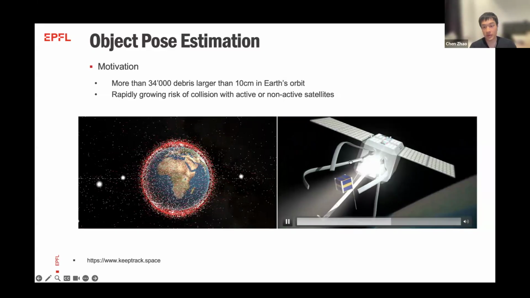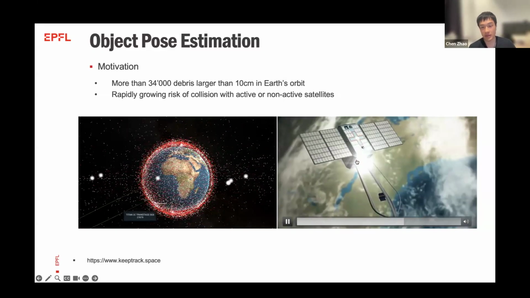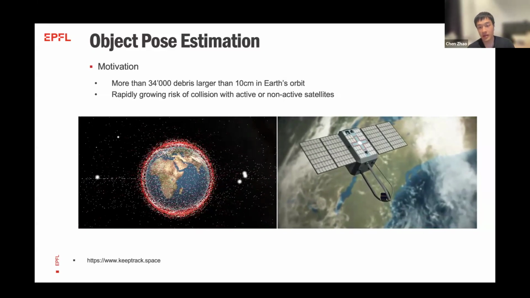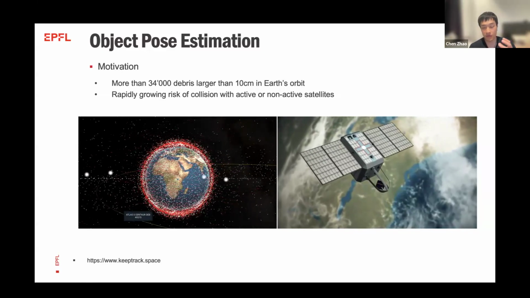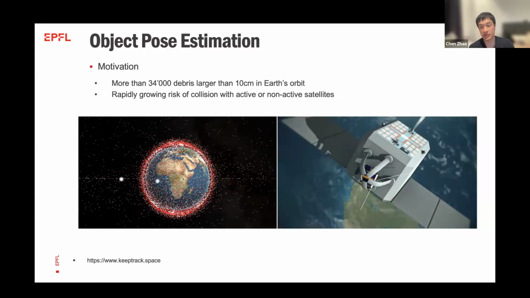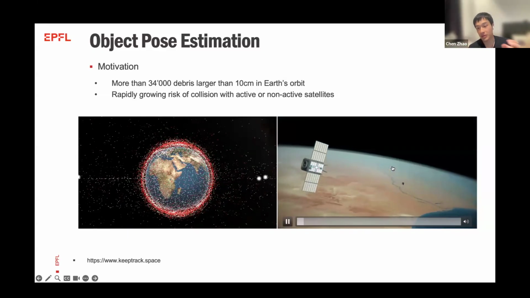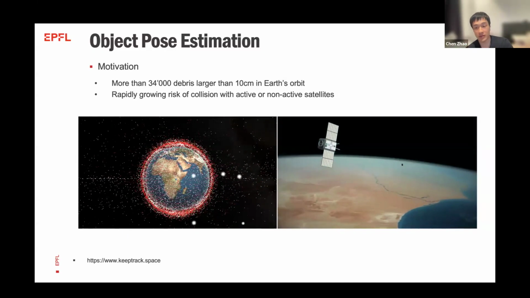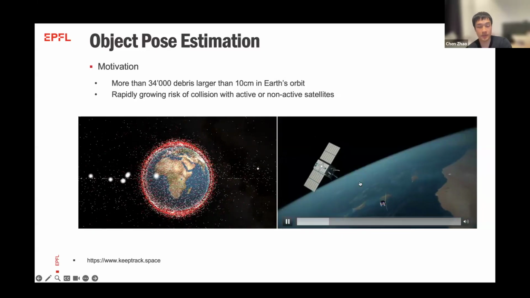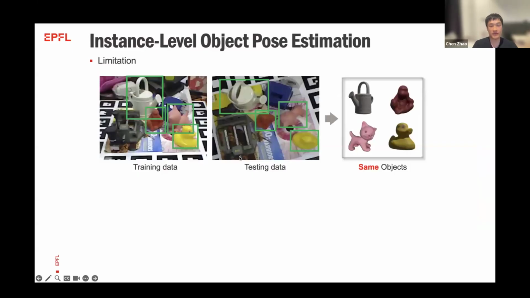We plan to launch a satellite with a robotic arm, and then we use our algorithm to detect and compute the 6D pose of this debris, and then we can grab the debris and maybe take it back to Earth. And this is a demo of it. But unfortunately, we cannot really use the existing methods because they only work at an instance level.